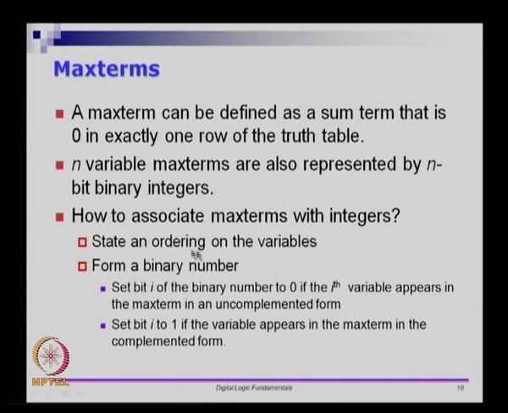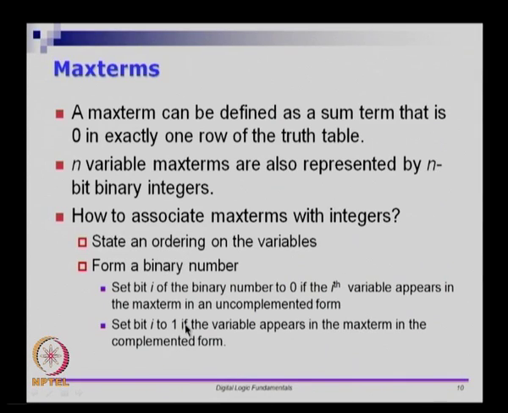So we state an ordering of the variables. The last example we had x, y, z. We form a binary number by concatenating several things. We will set bit i of the binary number to 0 if the ith variable is in uncomplemented form, and we set it to 1 if it is in the complemented form.